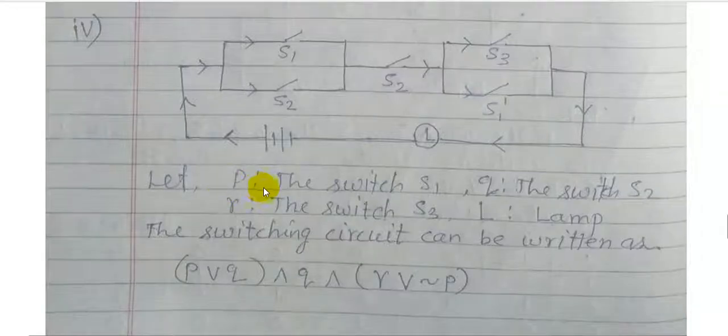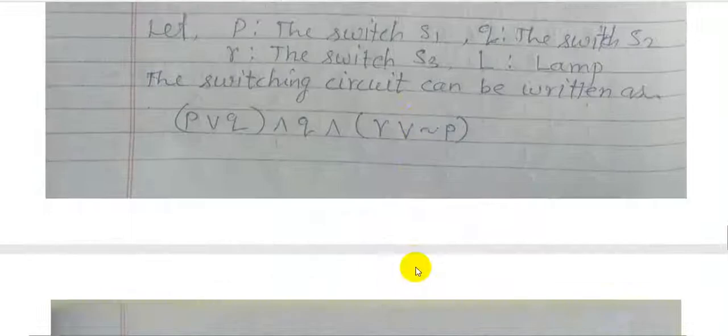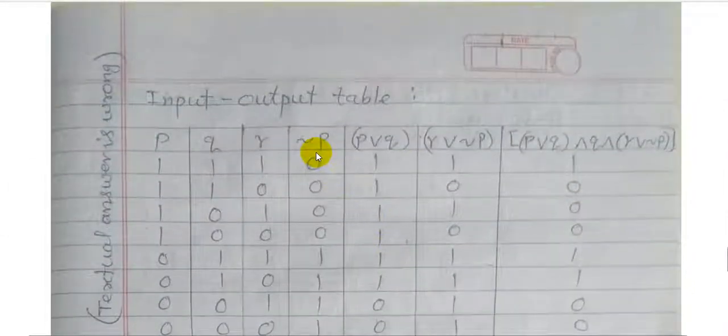So consider P for the switch S1, Q for the switch S2, R for the switch S3, and L for the lamp. The switching circuit can be written as (P or R) and Q, that is S1 or S3, then AND, S2 means Q, and here S3 means OR, in parallel, S1 dash, that is negation P. Dashes are negations. Now write down the input output table for the diagram.